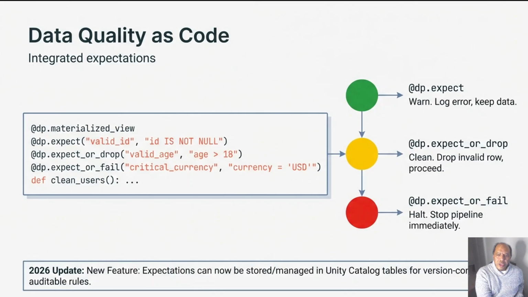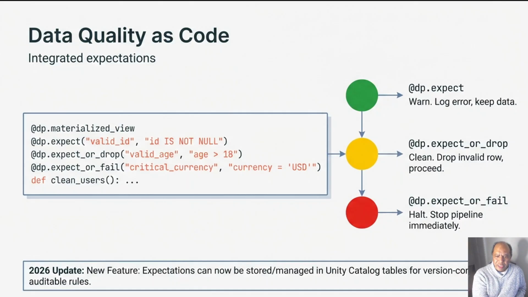This is a warning level, meaning if the condition fails, it logs an error but keeps the data. For example, checking ID is not null. With this decorator, invalid IDs will be logged, but those rows will still be processed. This is useful for monitoring data quality trends without blocking the pipeline.